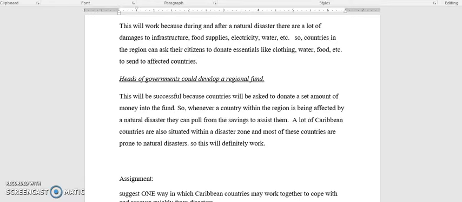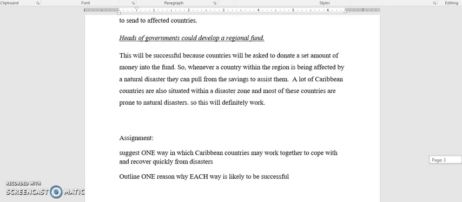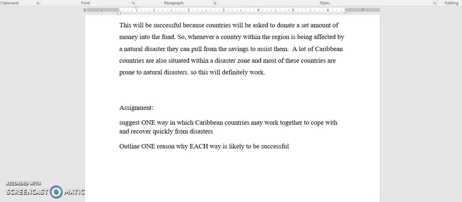All right, I am not going to give you another reason. I am going to give you an assignment. I want you to come up with one way, right, in which Caribbean countries may work together to cope with and recover quickly from disasters. After that, you're going to write one reason why you believe that the way that you have suggested will be successful. Remember, we have to practice, and more practice on writing regional integration essays.